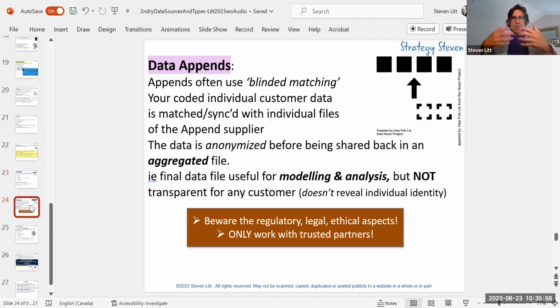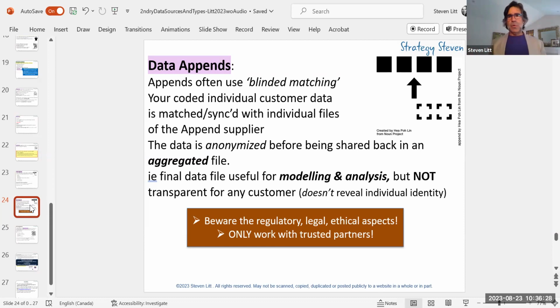Appends often involve what's called blinded matching. Your coded data and then the data partner's data is synced together, and then the identity of the actual possessor of the data or the holder of that data, the actual consumer, is removed. So it's anonymized in this aggregated file. Well, if it's anonymized, how is it useful to me? It's still useful to you because now you can do modeling analysis on like groups of consumers. In other words, you can find segments.